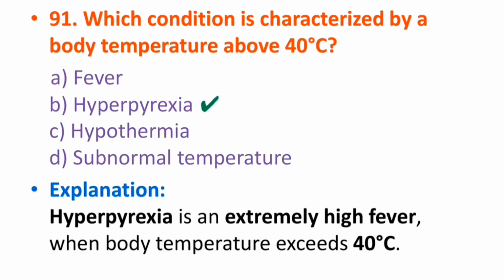Which condition is characterized by a body temperature above 40 degrees Celsius? Option A, fever. Option B, hyperpyrexia. Option C, hypothermia. Option D, subnormal temperature. The correct answer is option B, hyperpyrexia. Hyperpyrexia is an extremely high fever when body temperature exceeds 40 degrees Celsius.